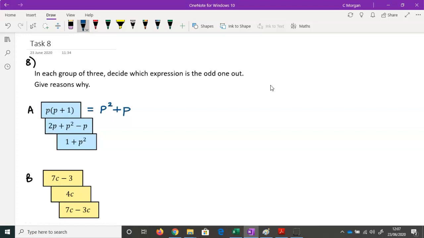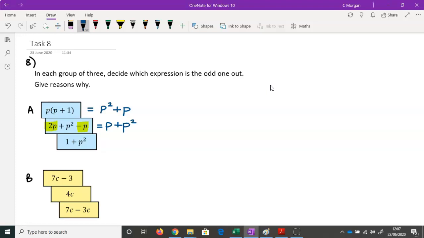Okay, if I have a look at the first expression in set A, that's p squared, add p, because I'm multiplying p by the terms inside the bracket. If I have a look at the second expression, 2p subtract the p at the end is going to give me 1p. P add p squared is the answer.